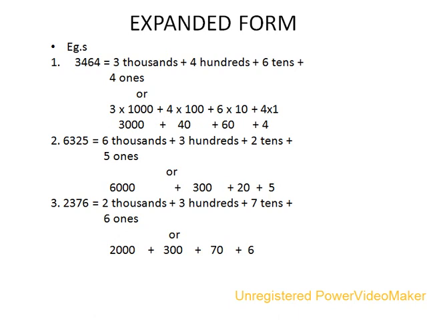Another example, 6325. Now it can be written as 6000 plus 300 plus 2 tens plus 5 ones, or 6000 plus 300 plus 20 plus 5. Another example, 2376. 2000 plus 300 plus 7 tens plus 6 ones. Or we can write 2000 plus 300 plus 70 plus 6. Expanded form is nothing but you have to add all the place values together.